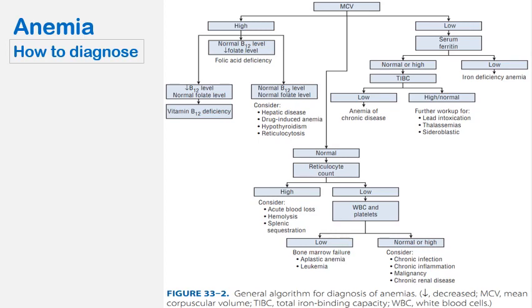If WBC is normal or high, consider either a chronic infection, like in chronic disease, where there is a defect in the bone marrow to produce RBCs, or a chronic inflammatory condition, or a malignancy, or chronic renal disease. That will be discussed later.